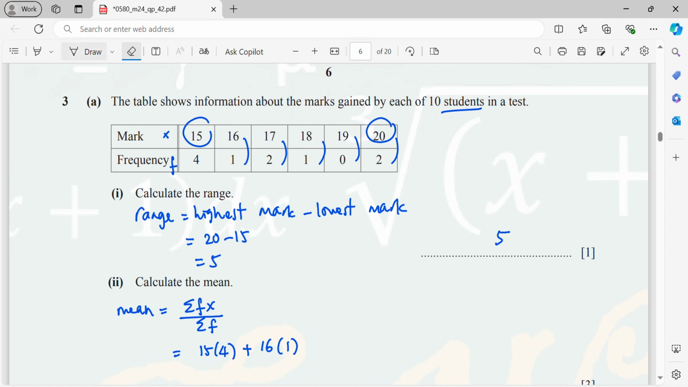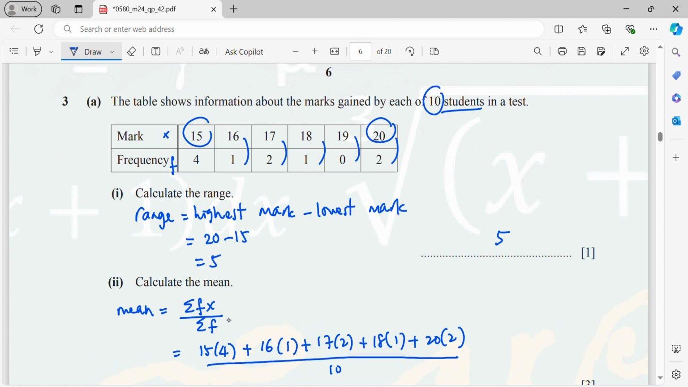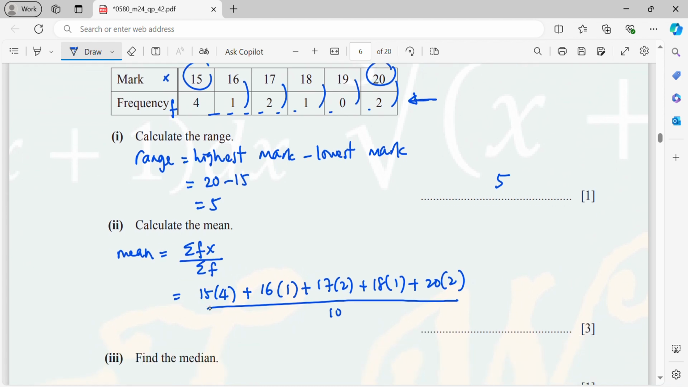Then now here it will be 17 times 2 plus 18 times 1 plus 19 times 0, so no need to write, then 20 times 2, because 19 times 0 will be 0, and total 10 students. This 10 can be found using addition of all these frequencies. Then from here, you will be getting 168 over 10 at last, that is 16.8. So this is your mean.